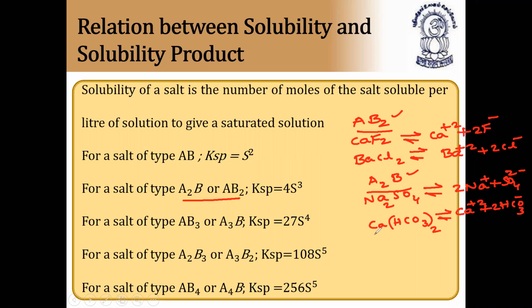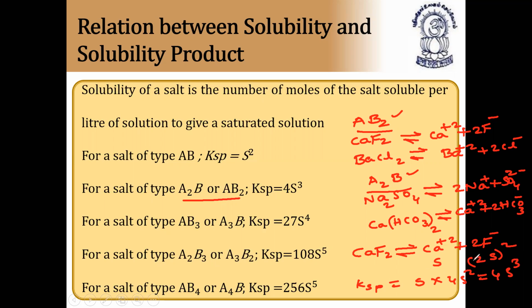So in this, what happens? Let us consider calcium fluoride. Calcium fluoride dissociates to form calcium ions plus 2 moles of fluoride ions. The solubility of calcium is S, and this becomes 2S. So by this we can say KSP is equal to S into 2S whole square. This becomes S into 4S square, which is equal to 4S cube.